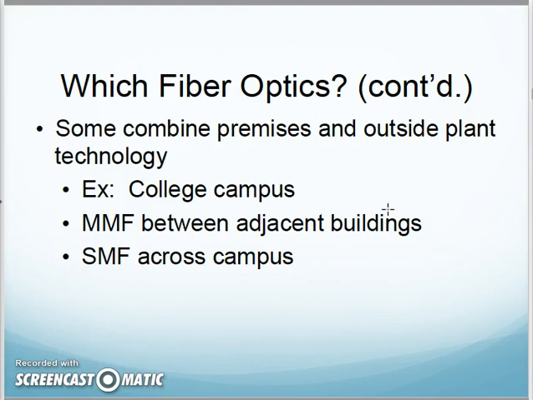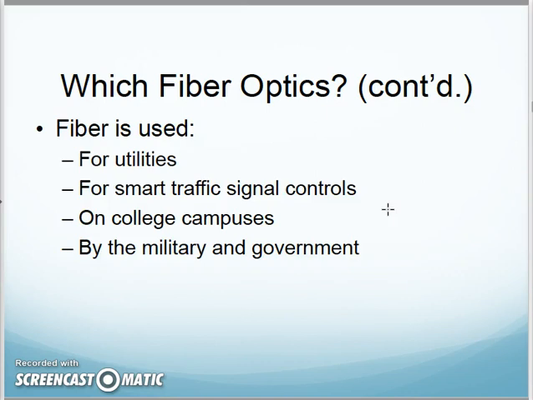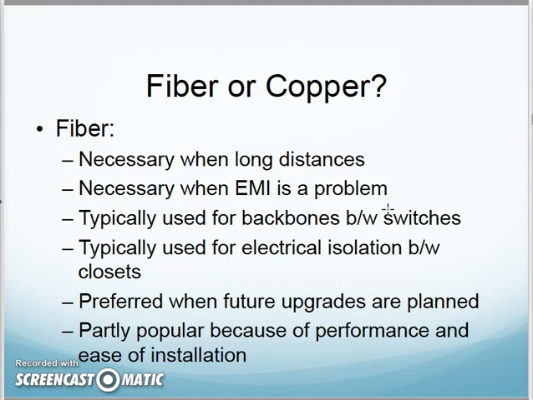So a lot of times there is actually a mixture of things in there. Fiber is used for utilities, college campuses, traffic control systems, etc. I broke this out a little bit; the book didn't talk about it in too much detail. This is when we tend to choose fiber over copper: when distances are long. Anything above 100 meters, we start implementing fiber optic, and for good reason.